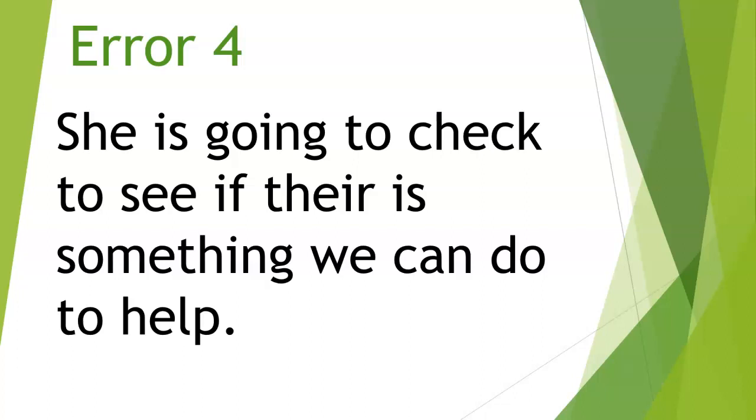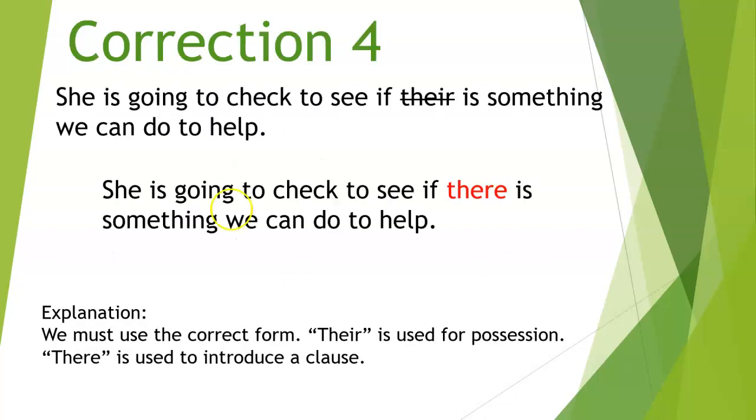Okay, let's take a look in 5, 4, 3, 2, 1, and 0. Okay. The mistake we see is here. She is going to check to see if there is something we can do to help. So the problem is the spelling of there. So here we see it like this. Here we see it here. This is a correct spelling, but we must use the correct form. There is used for possession, and this form is used to introduce a clause.